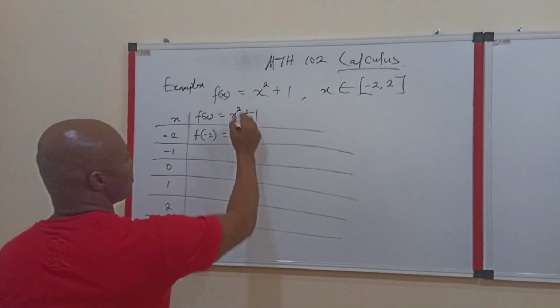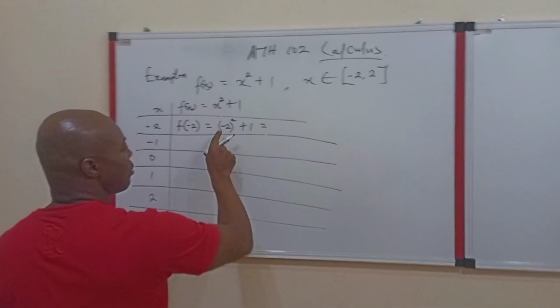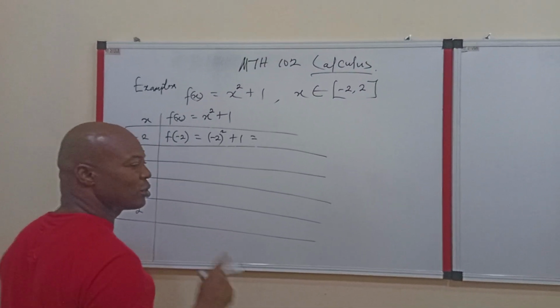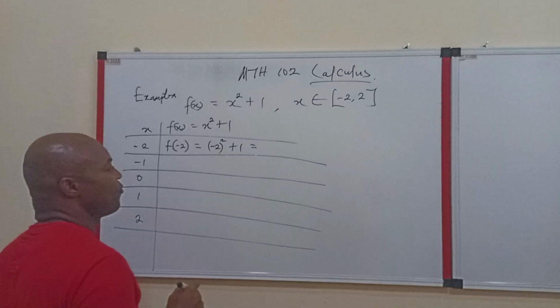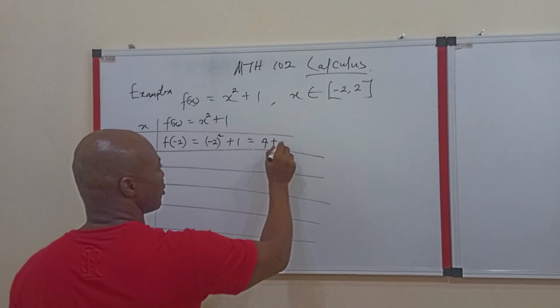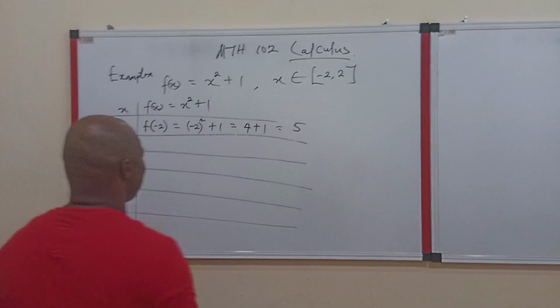So we have put minus 2 but raised to power 2 plus 1. Now this means minus 2 times minus 2, and minus 2 times minus 2 is positive 4. So we get 4 plus this 1 that is here, and if you add them together, you will get 5.